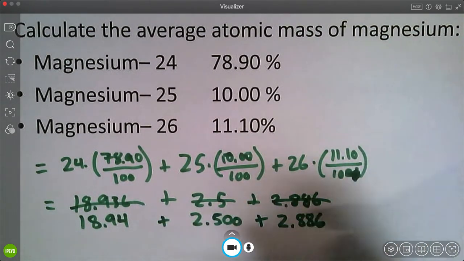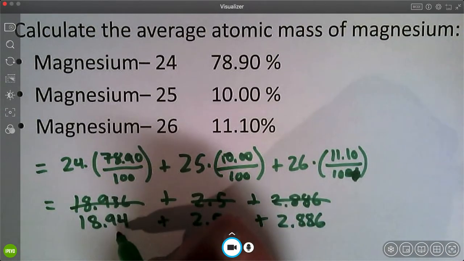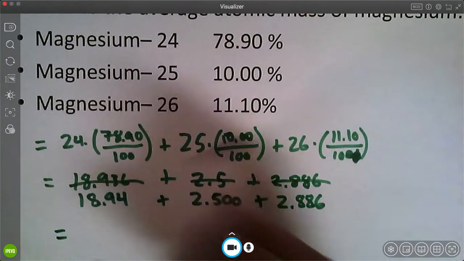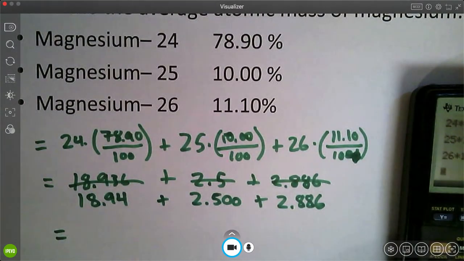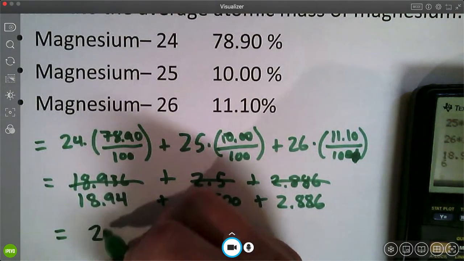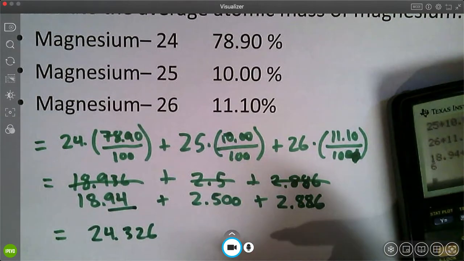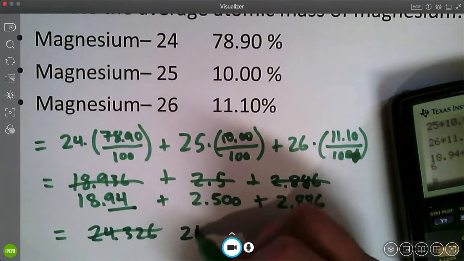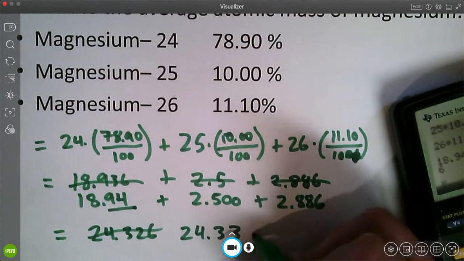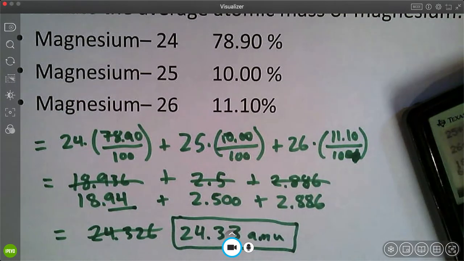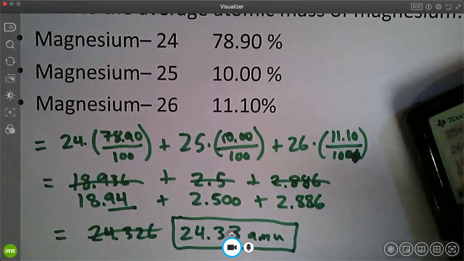Now when I add them, this has 3 decimals, 3 decimals, and that one only has 2, so my final answer is only allowed to have 2 decimals. So 18.94 plus 2.500 plus 2.886, I get 24.326, but because of this, I only get 2 decimals, so I'm going to go with 24.33 AMU. That's the average atomic mass of a magnesium atom in a sample.